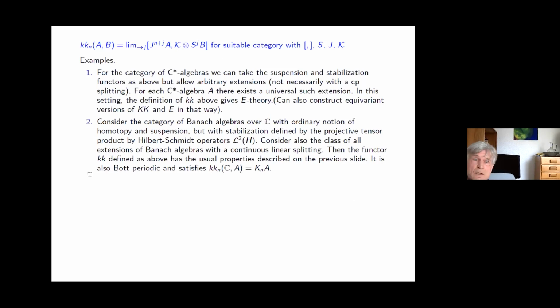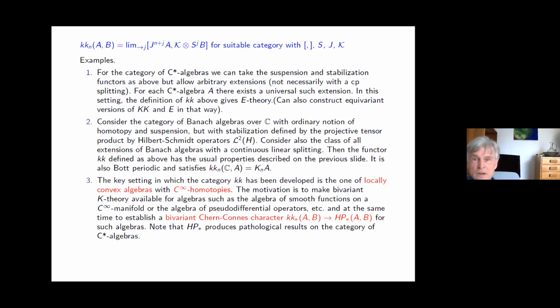And it will have the properties from the previous slide. It has long exact sequences, it has a product, and it's also Bott periodic, and it satisfies KK(C, A) is the ordinary K-theory of the Banach algebra. I mean, a Banach algebra has a well understood notion of topological K-theory. And so it reproduces in the second variable the K-theory of the Banach algebra.